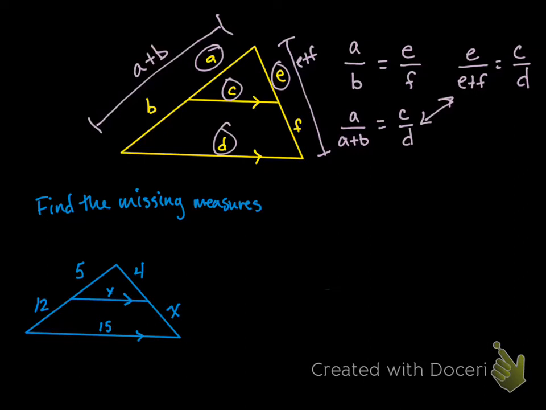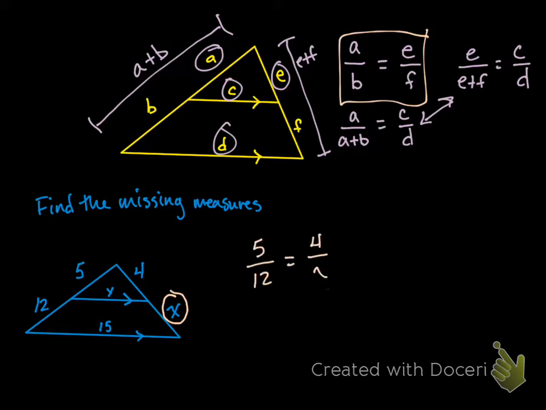So let's try this on this problem down here. We need to find X and Y. So the first thing we need to ask is, well, what proportion do we use? If we're trying to find X, we're on the outside, right? We're not using our parallel line, so let's use this proportion right here. So this would be 5 over 12 equals 4 over X. Not too bad, but then we need to solve for X.